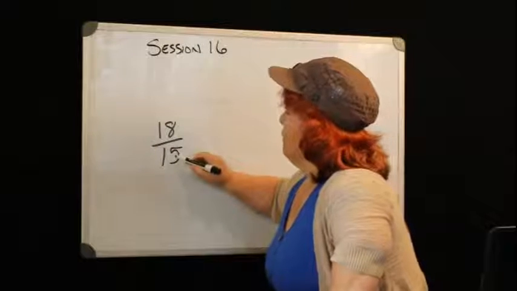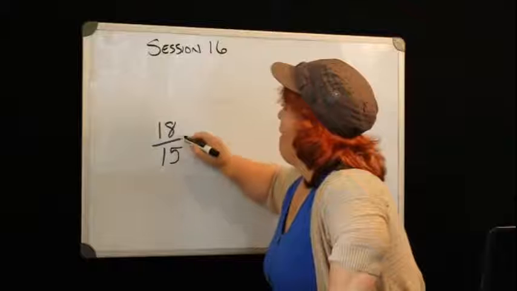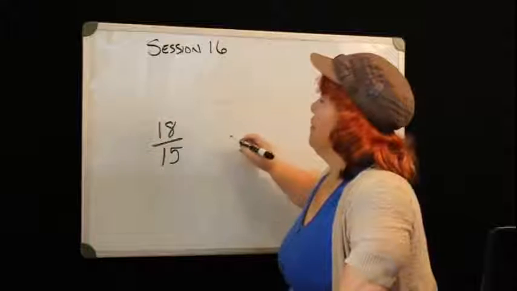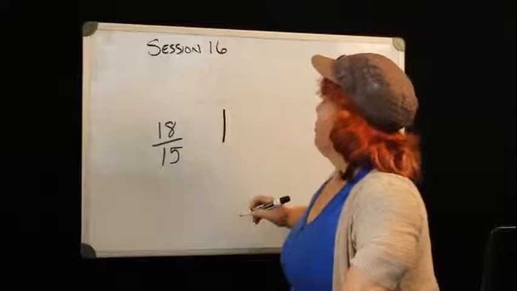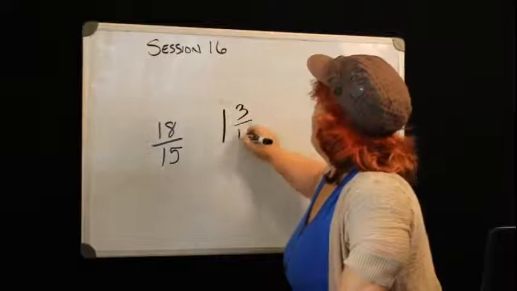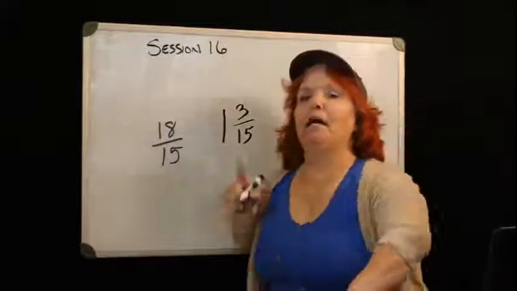Divide, take the 18 and divide it by 15. 15 goes into 18 how many times? One time, so you put a 1, right? And how many are left over? That would be 3. Over the 15. Is that right? That's right.